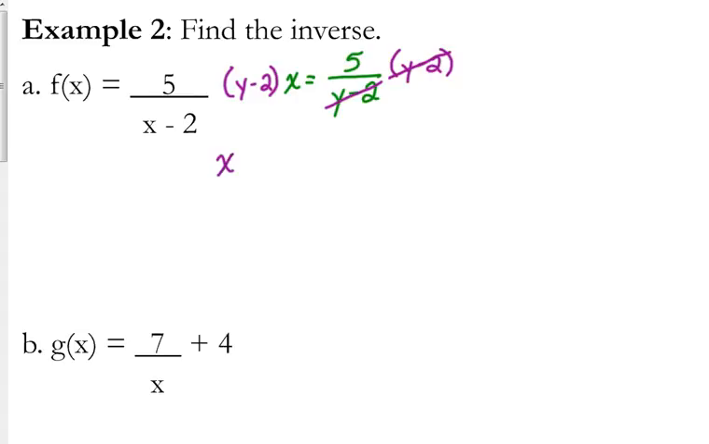Now we're not going to distribute that x. Okay? I repeat, we are not going to distribute the x. We're going to leave it like it is right there. We're trying to get y by itself there on the left side, so I'm going to divide both sides by the x.